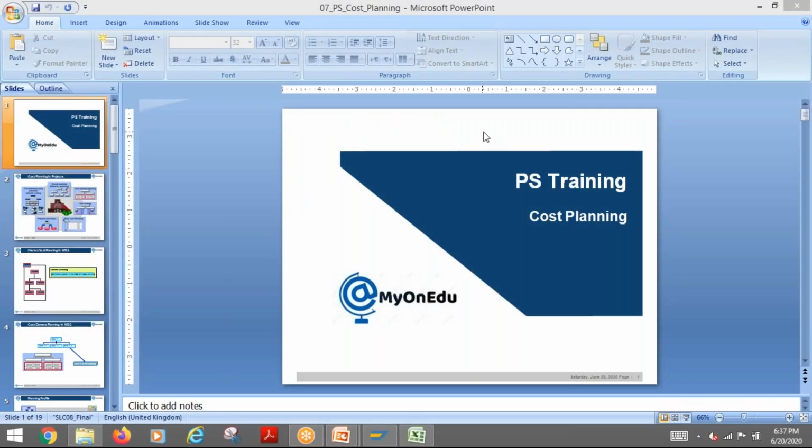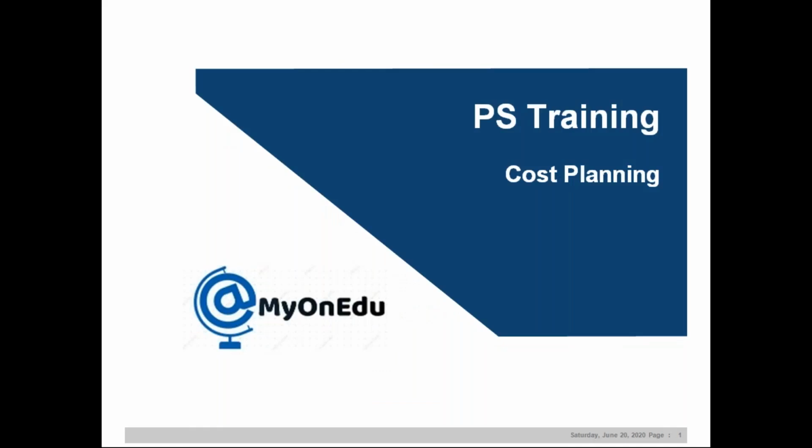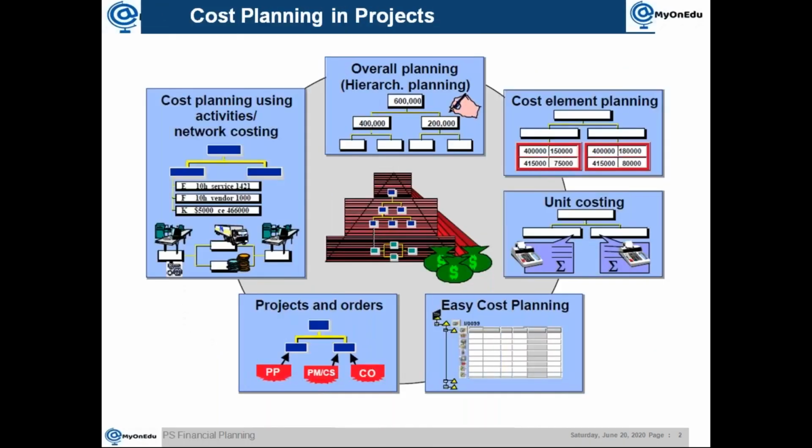Okay, so in the previous class, we discussed milestones and all. What we will do today is look into cost planning. Let's start from the cost plan. These are the different types of cost planning available in the PS. For example, overall planning or hierarchical planning, which is the simplest form.